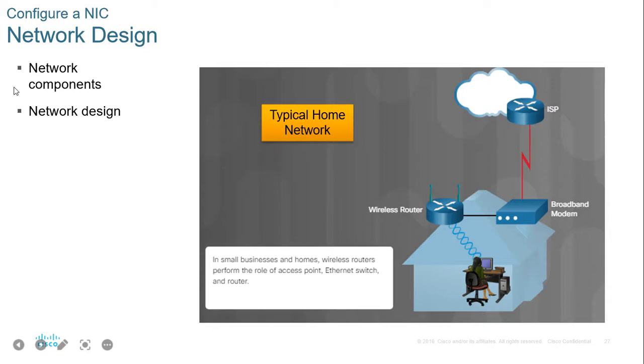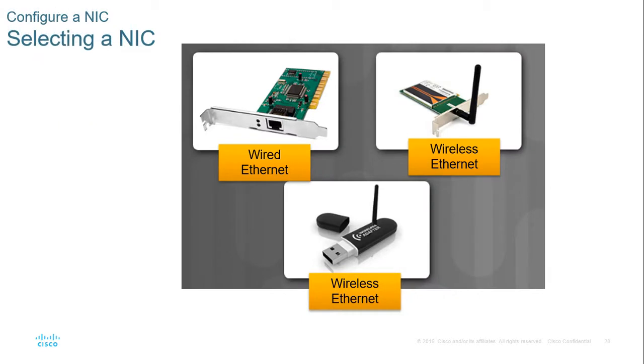So this is a typical home network. Network components, network design. So you just have wireless to this router, router to a modem, the modem to an ISP. Selecting your NIC, we looked at this earlier on. So you can choose wired. If you are using wire, that means you have to have an Ethernet cable here. If you're using wireless, it connects wirelessly, or if you're using an adapter, this is still wireless also.